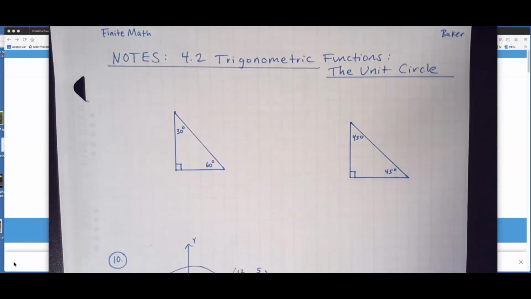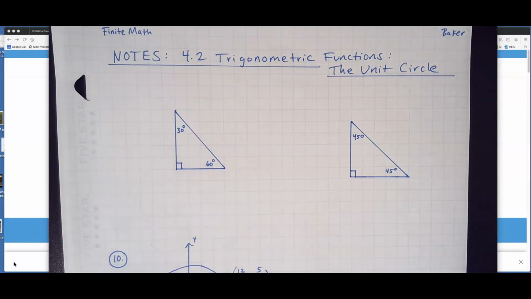Okay, so 4.2 relies on a couple of formulas that we need to know from geometry. That was a long time ago, but it's now starting to be very useful in this unit because we need to know about 30-60-90 right triangles and 45-45-90 triangles and their properties. So rather than do a whole unit on those properties and why the formulas are the way they are, I'm just going to tell you what you need to know for this homework.